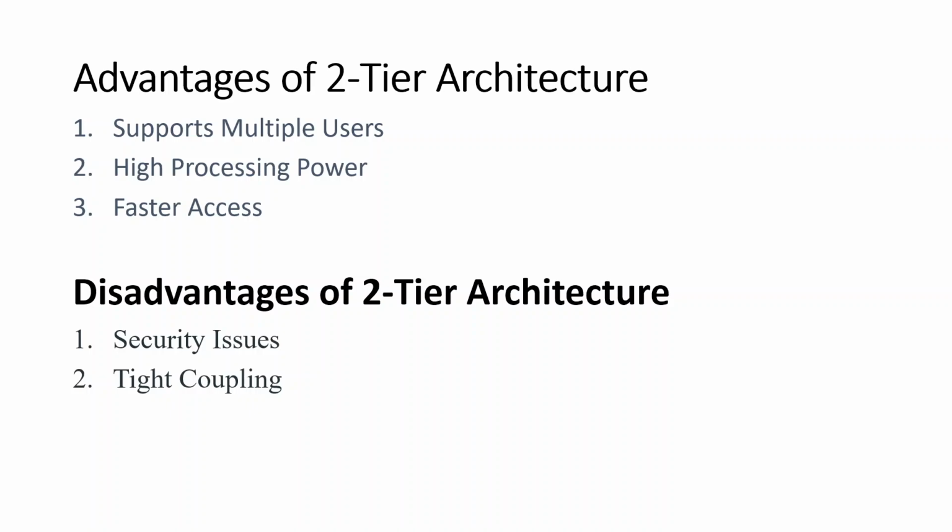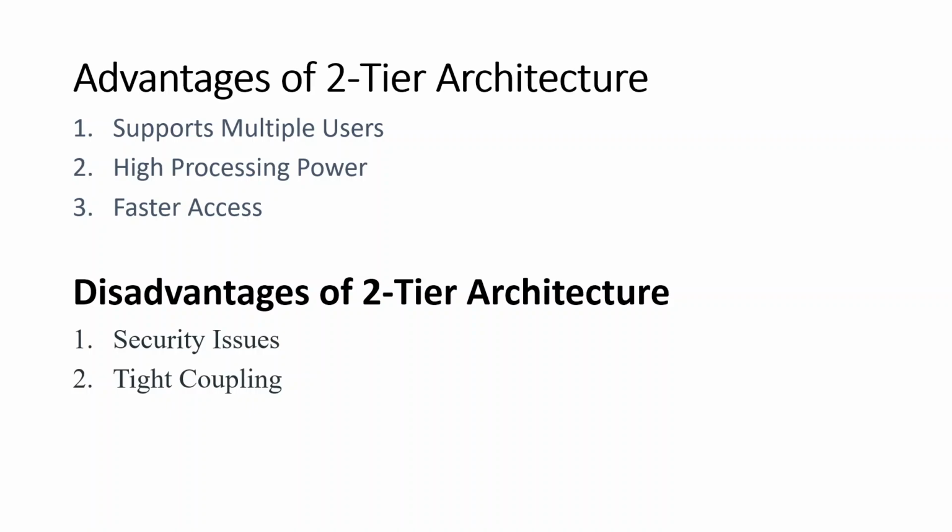Now we see the advantages of two-tier architecture. First one, supports multiple users, which means it is suitable for organizations as multiple users can access the database simultaneously. Second, high processing power. The server handles database functions, improving performance. Third one is faster access. It means the direct connection between client and server ensures quick data retrieval. And also easy maintenance.